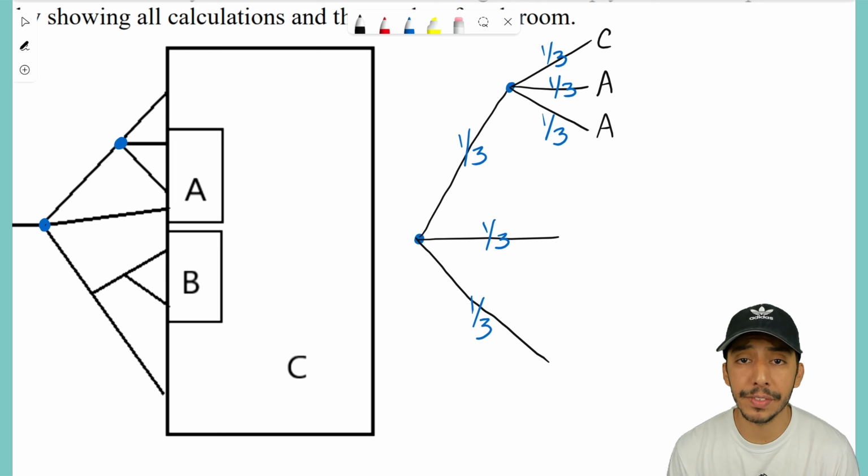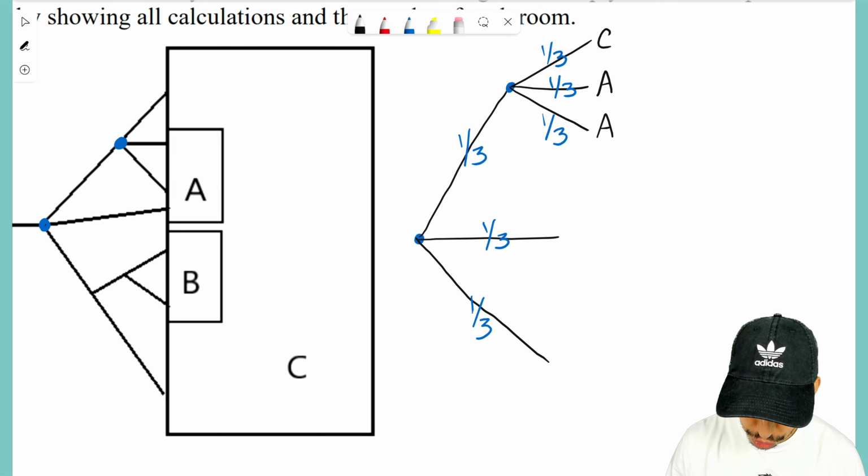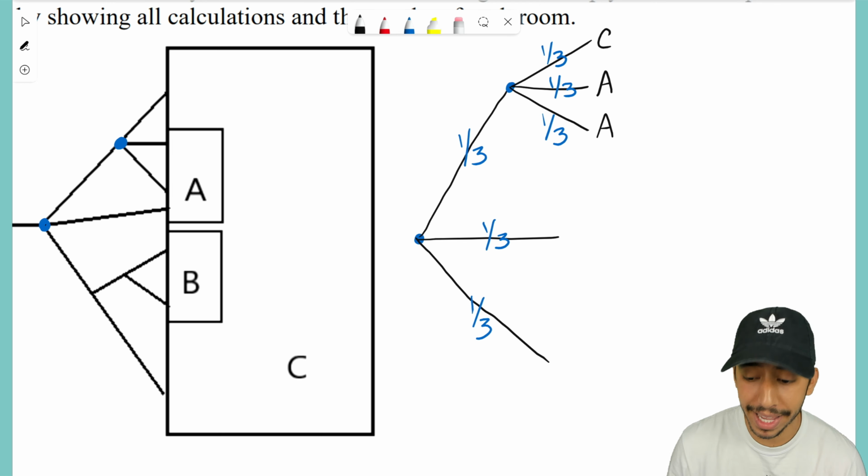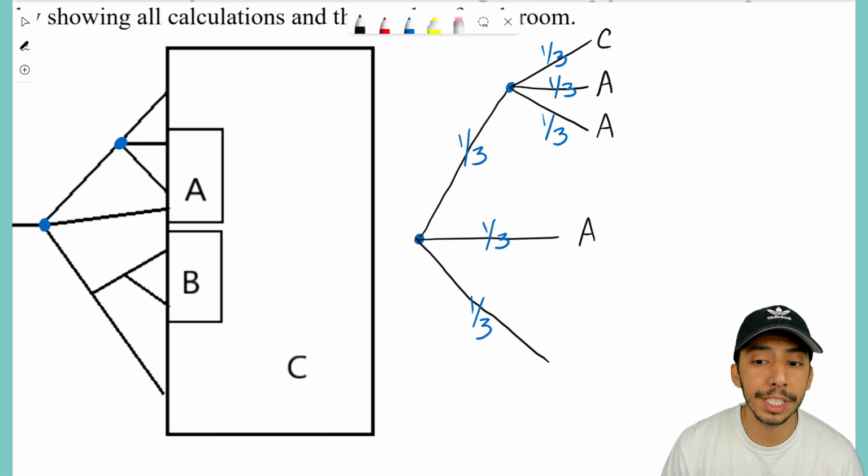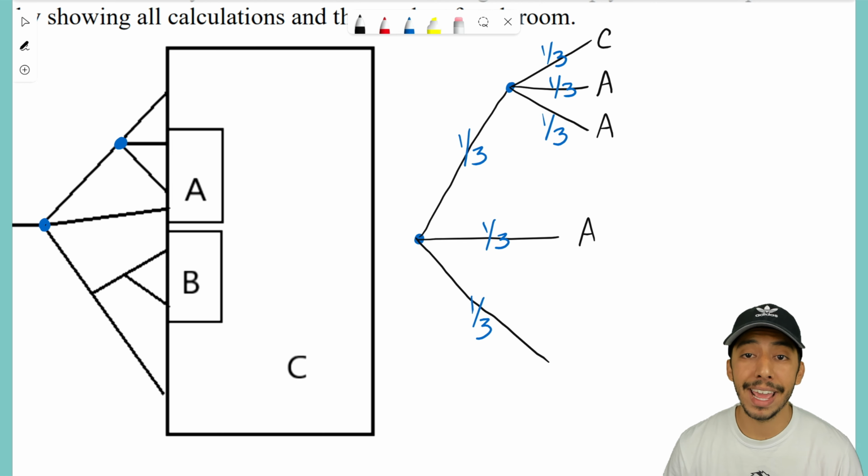Now, the middle path is going to be very easy for us because it's a straight shot right into room A. There is no other option for him to go, so that one just ends at A. No other branches really needed for that.